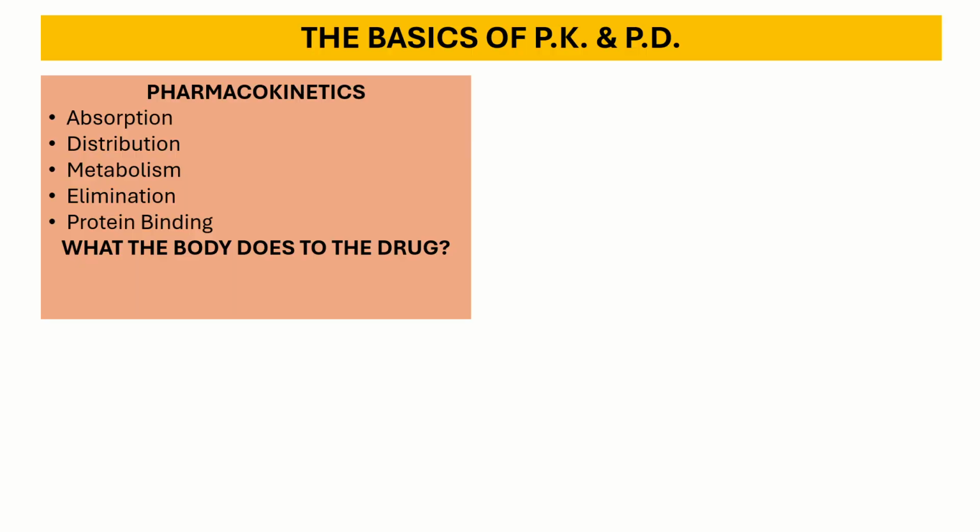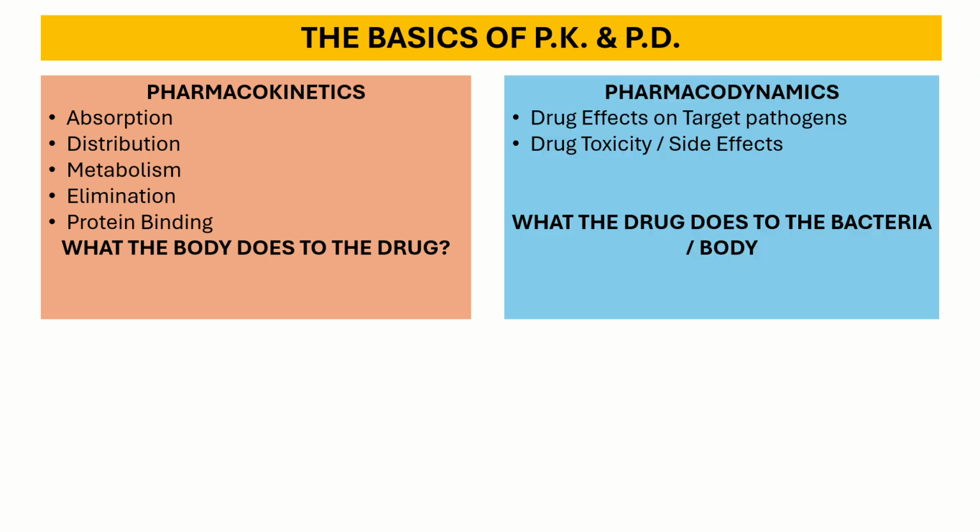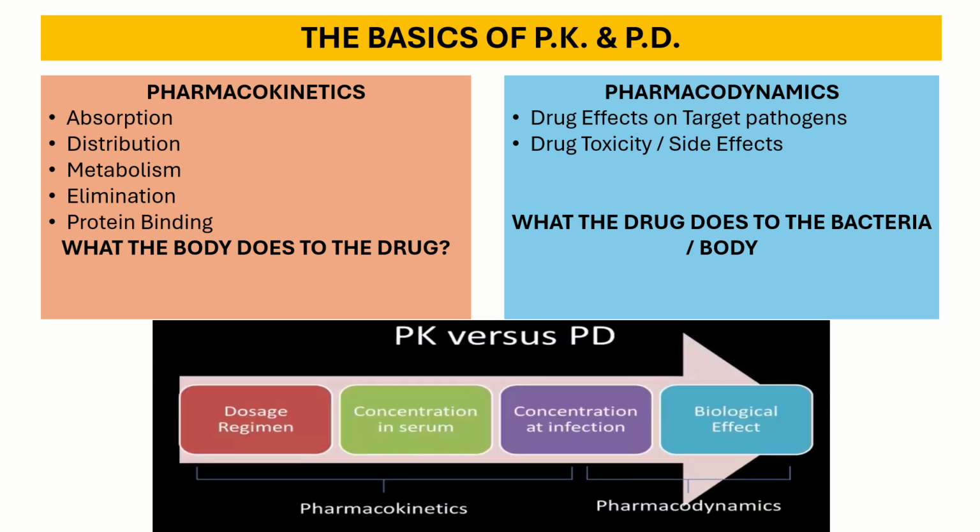If you look at the basis for PK and PD, pharmacokinetics involves the absorption of the drug, the distribution of the drug, the metabolism, elimination, and the protein binding. Basically, it is what the body does to the drug the moment you give the drug to the patient. Whereas pharmacodynamics covers the drug that ultimately reaches the site of action, how it exerts its effect on the target pathogen, and how there can be drug toxicity or side effects. All these are pharmacodynamics. So basically, it is what the drug does to the bacteria in this case, or otherwise the body.